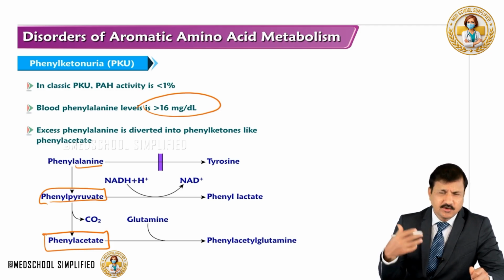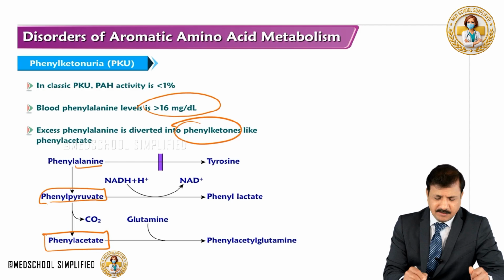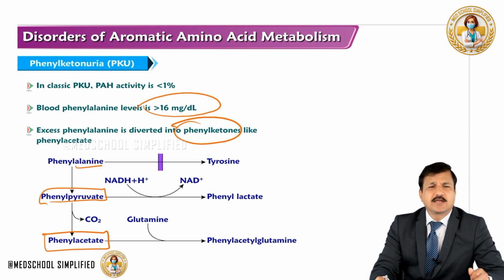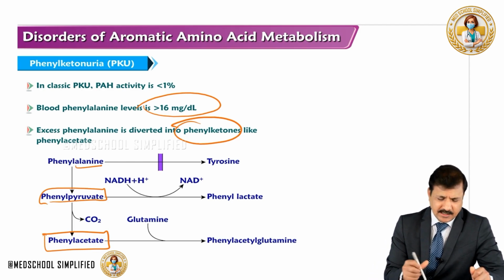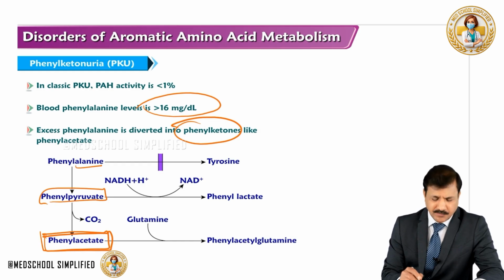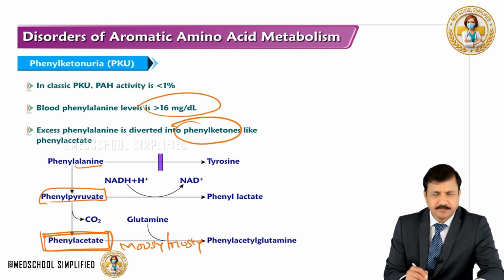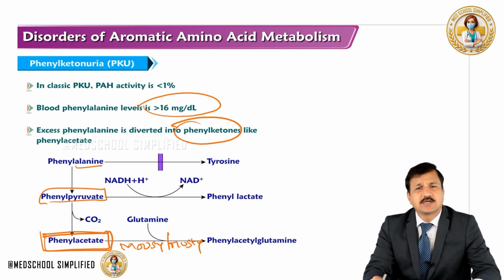So the phenyl ketone derivatives will appear in the urine. That's why the name of the disease is phenylketonuria. And also note that the presence of elevated levels of phenyl acetate in the body fluids, including urine, will give rise to a characteristic smell to the body fluid called mousy or musty odor, and that's because of presence of phenyl acetate at increased concentration.